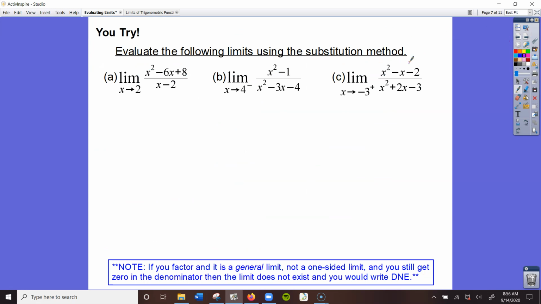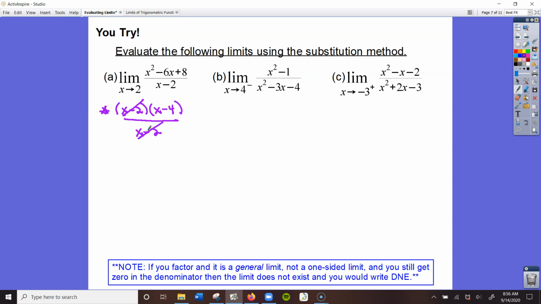So let's go ahead and try it out with these particular limits. The first one, we have the limit as x is approaching 2 of x squared minus 6x plus 8 over x minus 2. So I'm going to go ahead and factor that numerator, which can be factored to be (x minus 2)(x minus 4) over x minus 2.